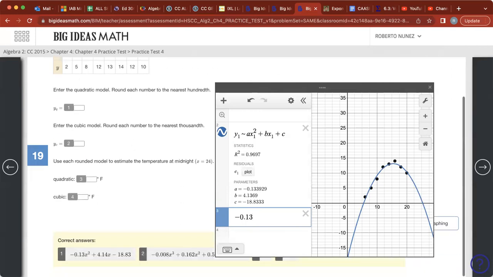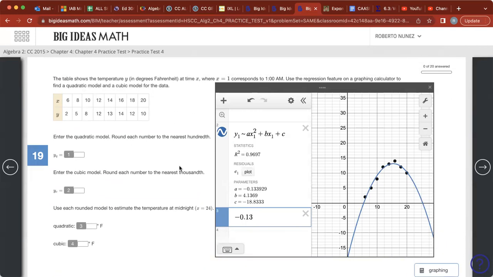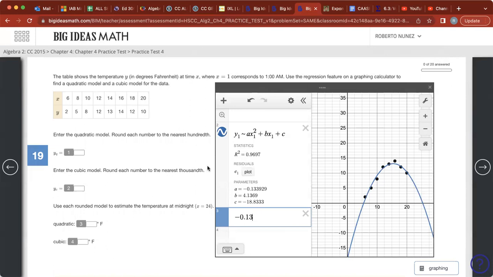So 134. Yeah, we're gonna do 100. Oh yeah, we are doing 100. My bad, guys. I was looking at this one. So for the quadratic, we are looking at 100. So it's only 2 decimal places. So we look at this number and the one next to it.